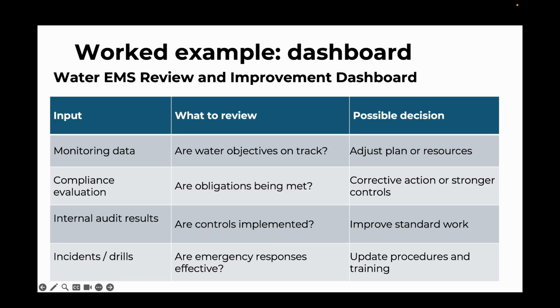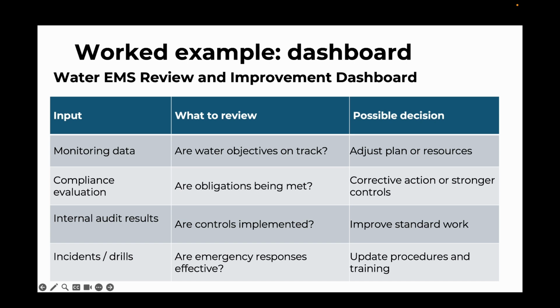Now, let's see a worked example. Monitoring data helps BlueRiver review whether water objectives are on track. The possible decision may be to adjust the plan or approve resources. Compliance evaluation helps BlueRiver decide whether obligations are being met. The possible decision may be corrective action or stronger controls.